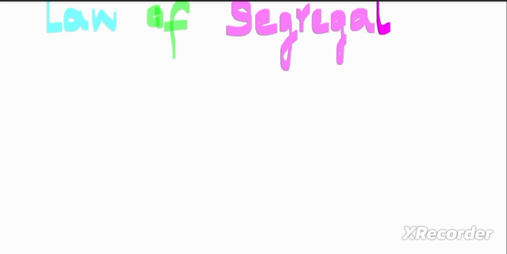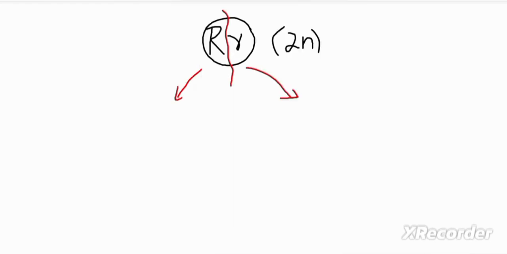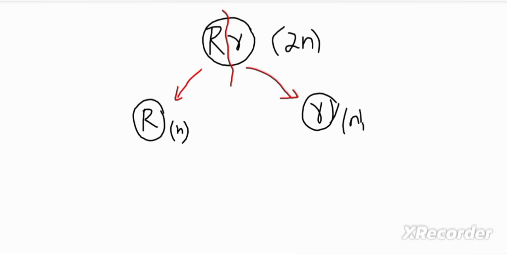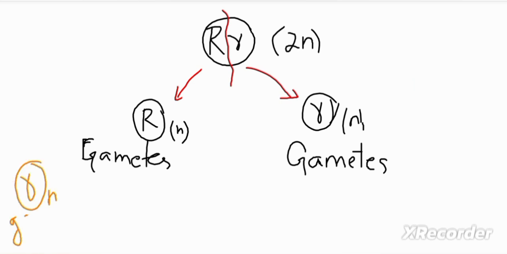Next is the law of segregation. What does the law of segregation say? It says that two coexisting alleles for a trait in an individual separate from each other and form two gametes. Gametes are formed by meiosis and these are haploid cells. And during fertilization, male and female gametes fuse with each other to form a zygote, which is a diploid cell.